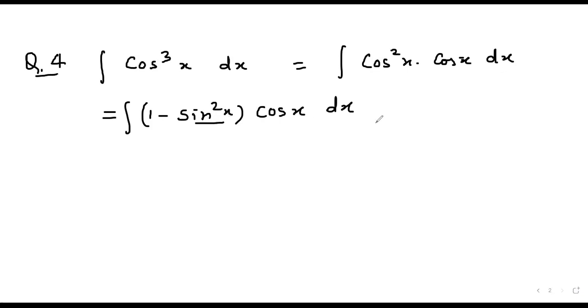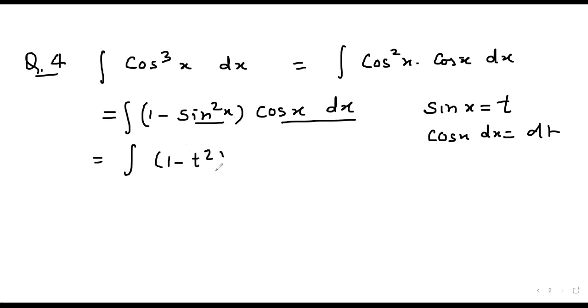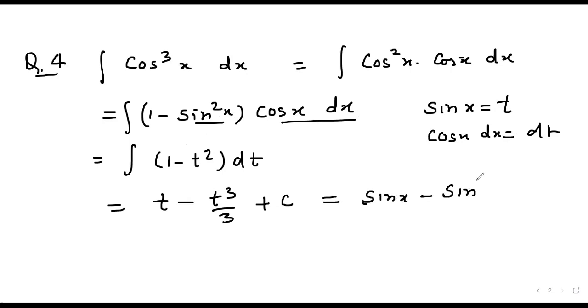Now we put sine x equal to t. So this will give cos x equal to dt upon dx, or cos x dx equal to dt. So here cos x dx will be replaced by dt, and sine square x will become t square. So integration of 1 minus t square times dt will become t minus t cube by 3 plus c, where t equal to sine x. So this will become sine x minus sine cube x divided by 3 plus c.